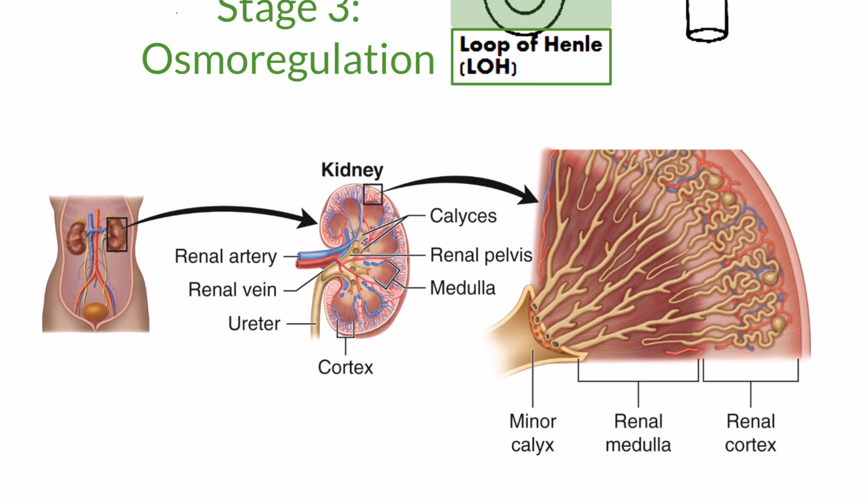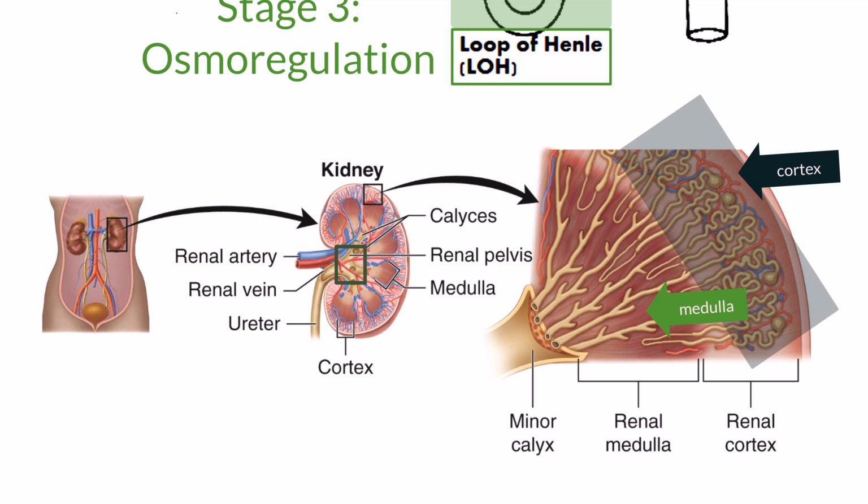There are three main parts of the kidney you should be familiar with. We have the cortex, the medulla, and the renal pelvis. The cortex is the outer region of the kidney. It contains the glomeruli and Bowman's capsules, where filtration of blood occurs. The proximal convoluted tubules are also found here, where selective reabsorption takes place, as discussed in the previous slide.